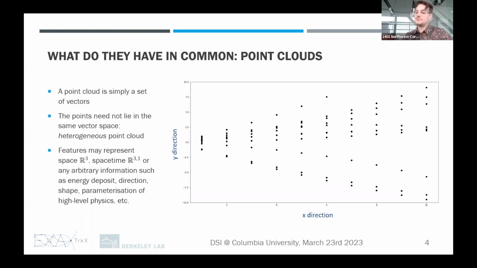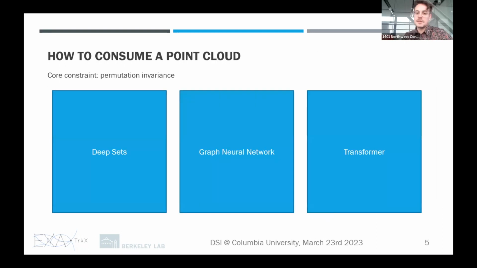So here's an example of just a toy cloud that we generated, which is hits in layers of a detector, and you can see the structure there. Begs the question, how do you actually consume a point cloud in a machine learning model? There's probably a myriad of ways, but I think they fall into three main categories.